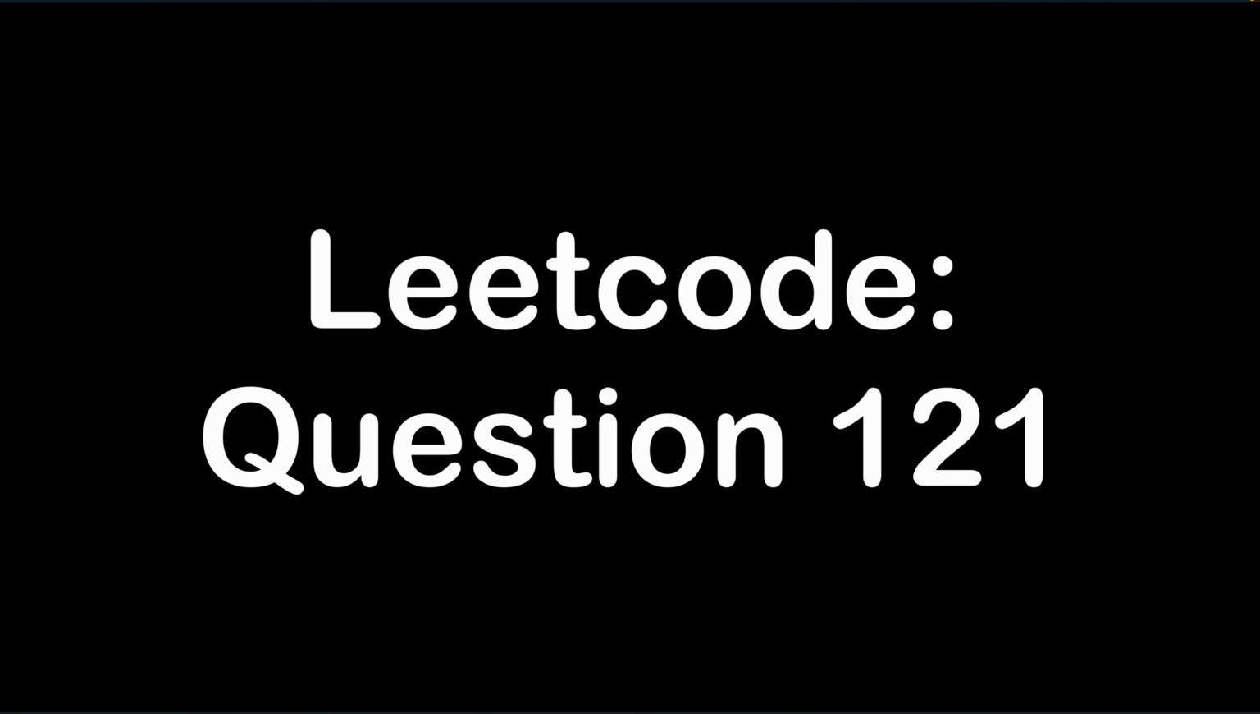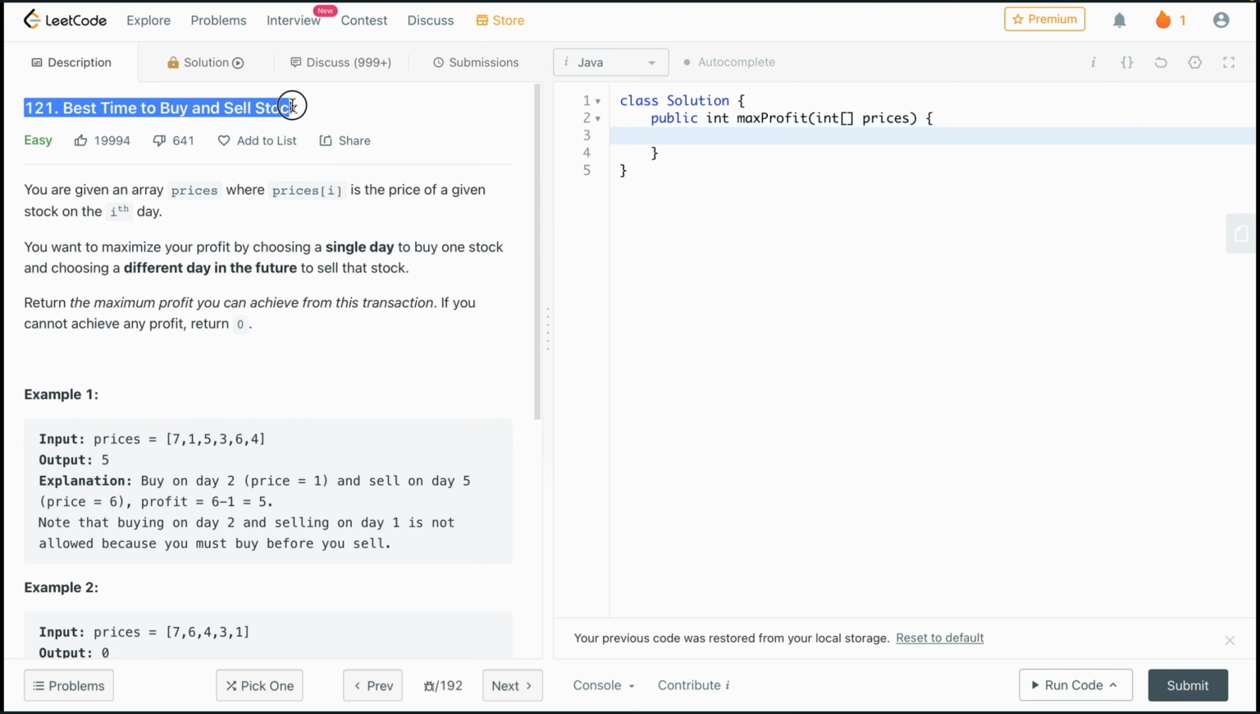Today we're going to be going over the Java solution for Leetcode 121, Best time to buy and sell stock. You are given an array prices where prices[i] is the price of a given stock on the ith day. You want to maximize your profit by choosing a single day to buy one stock and choosing a different day in the future to sell that stock. Return the maximum profit you can achieve from this transaction. If you cannot achieve any profit, just return 0.